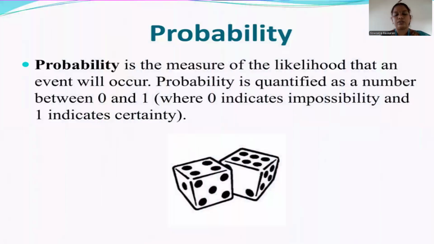Before we go to the Bayes rule, we have to know about probability. What is probability? Probability is the measure of the likelihood that an event will occur. Probability is quantified as a number between 0 and 1, where 0 is impossibility and 1 indicates certainty.